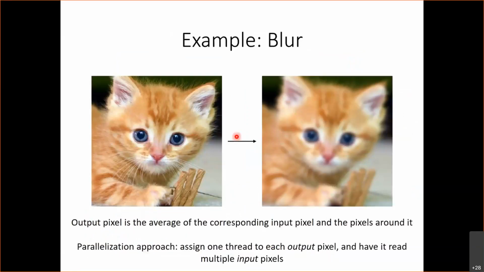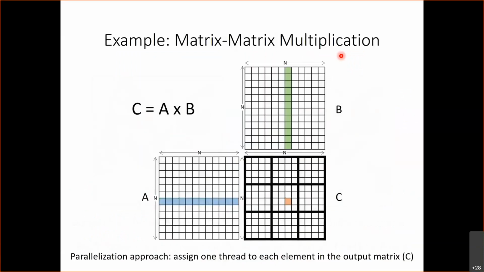Our second example was image blur, and that was very similar. The boundary check was a little bit more complicated because the boundary check on the input was different from the boundary check on the output. So there was a little bit more complexity with this example. And then finally, we looked at matrix multiplication as our third example last time. And we said that a straightforward parallelization approach here was to assign a thread for every element in the output matrix, and that thread would sequentially loop over the corresponding row in the matrix A and the column in the matrix B. So these were the three examples that we covered last time.